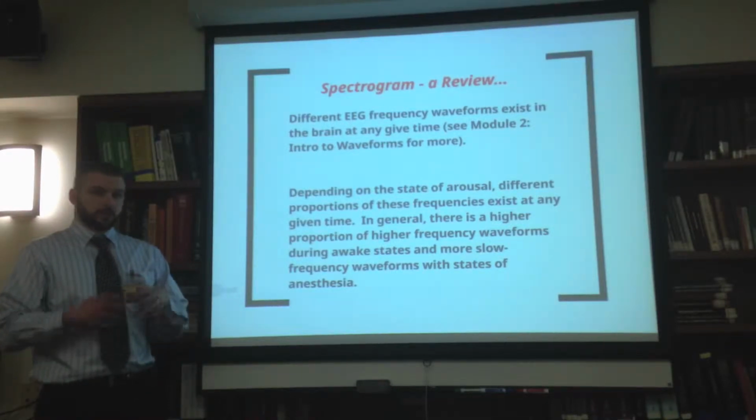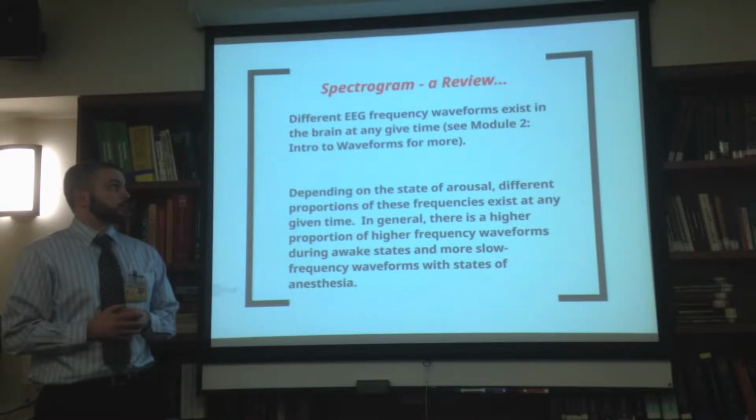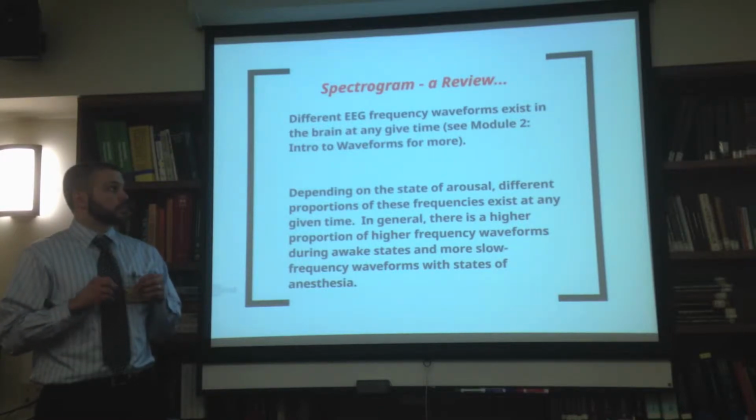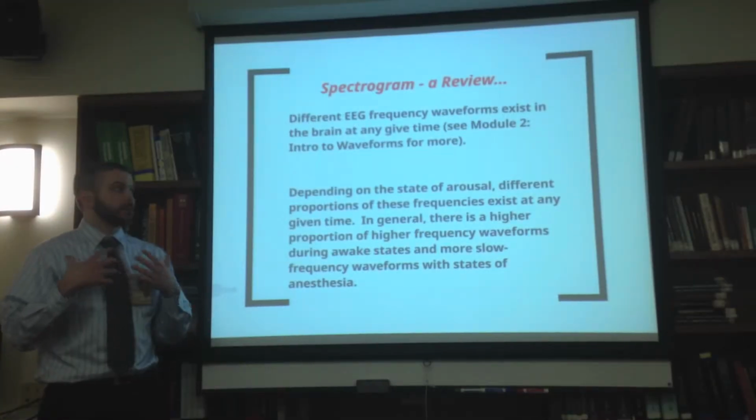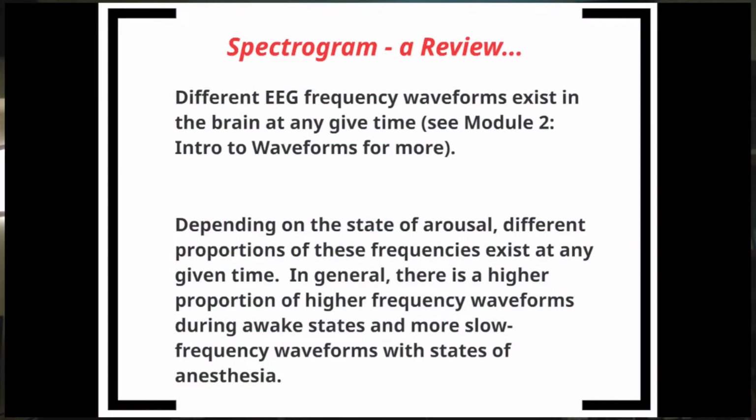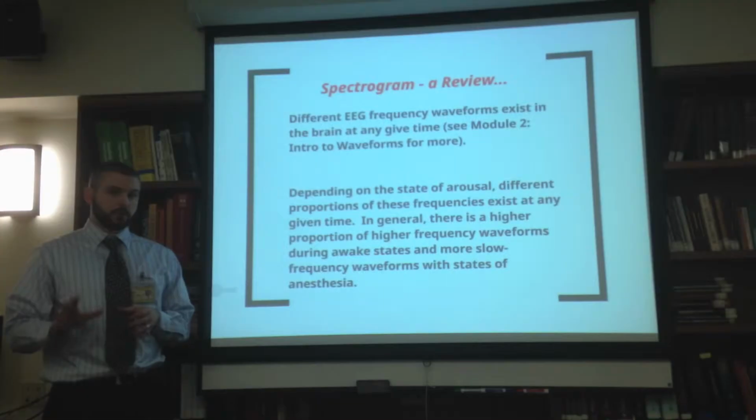So moving on to the spectrogram portion of this presentation. Different EEG frequency waveforms really exist in the brain at all times. Module 2, Introduction to Waveforms, gives much more information about that. Now, depending on the state of arousal, different proportions of these frequencies exist at any given time.